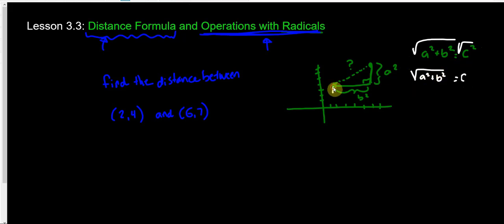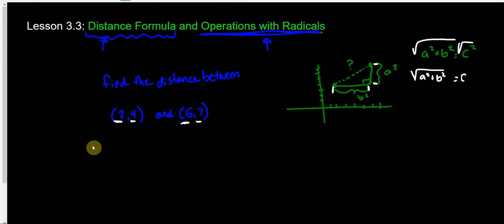How do I find the distance from here to here? I just subtract the x values of each point. And how do I find the distance between here and here? I just subtract the y values between each point. Now I'll go ahead and tell you, order doesn't matter because after we subtract them, we're going to square them and make them positive anyways.